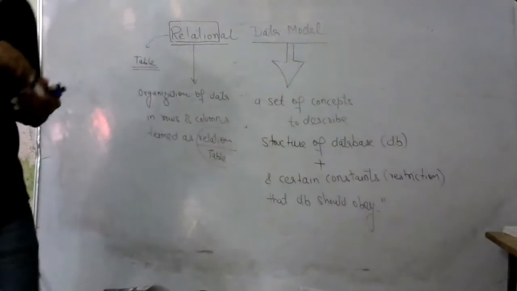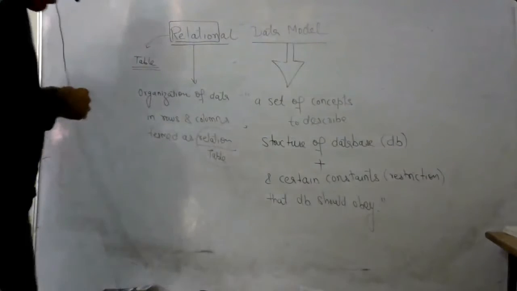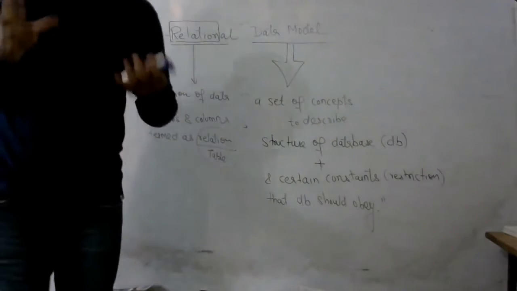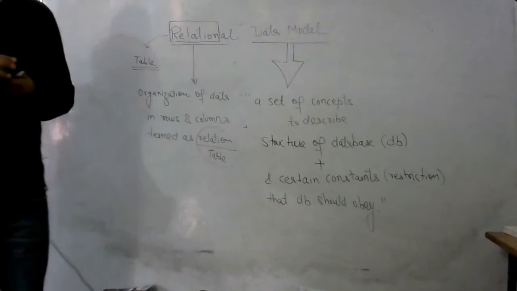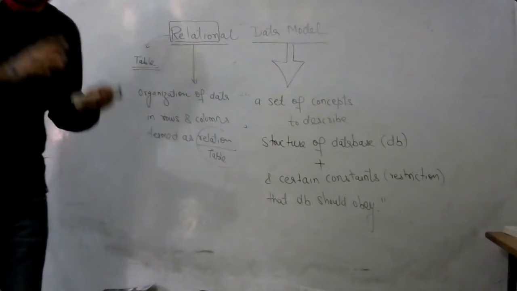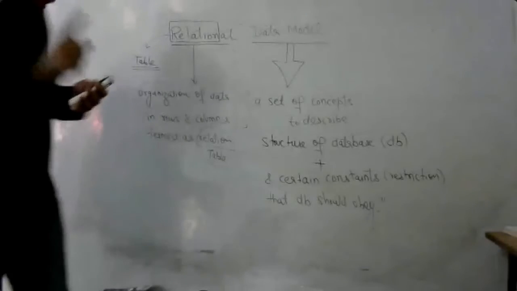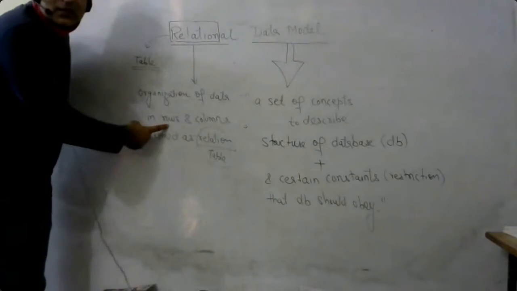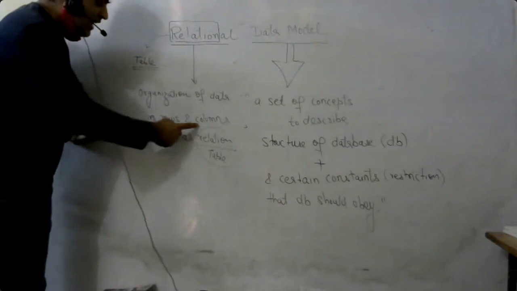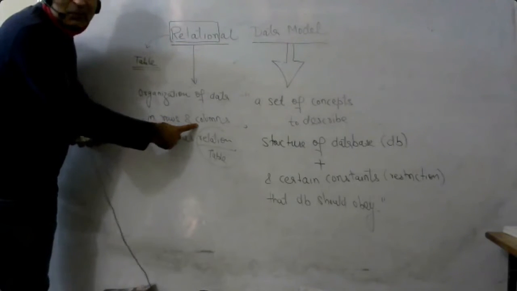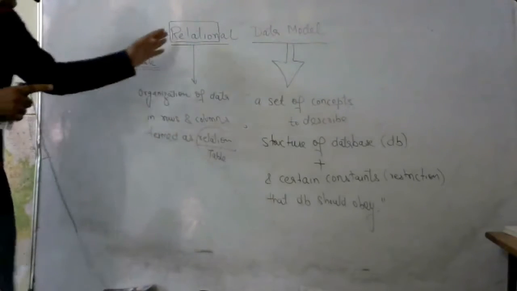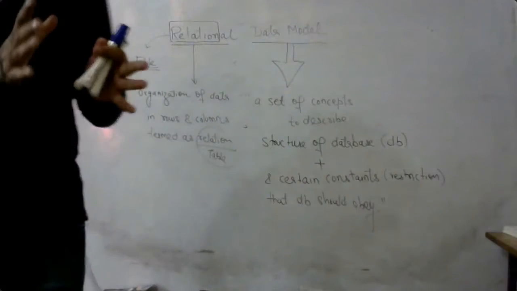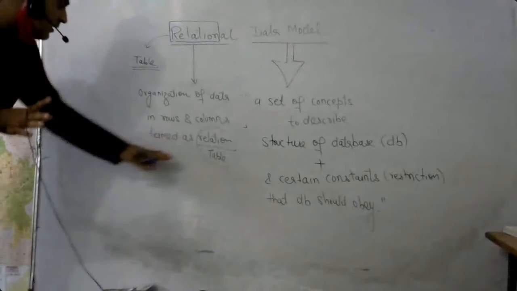If someone asks you what you mean by relation, you can answer easily: if we have some data and we organize that data in rows and columns, in tuples and attributes, in records and fields. I have already told you, whenever I say row, that means tuple or record. Whenever I say column, that means attribute or field. We will cover it later on, don't worry. So, what is relation? Organization of data in rows and columns is termed as relation.